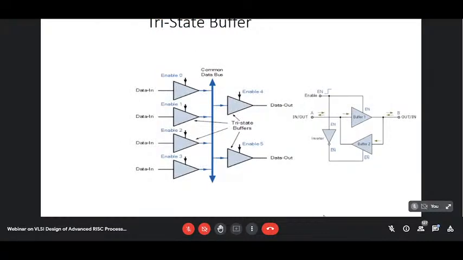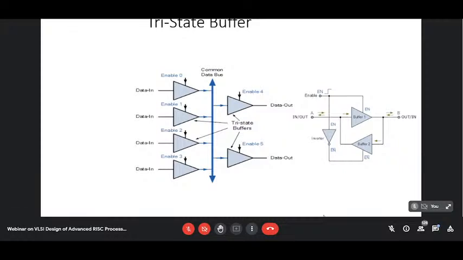Now tri-state buffer. Using this tri-state buffer, the data can be transferred from one register to another register. Assume that there is a bus. Bus means a number of lines. Let's say data in is coming from register 0. Here I have shown only one tri-state buffer. If the register is 8-bit, there will be 8 tri-state buffers. So when enable 0 is there, that means data will be available on the bus. And when enable 4 is 1, that means the data will be entered into register 4.